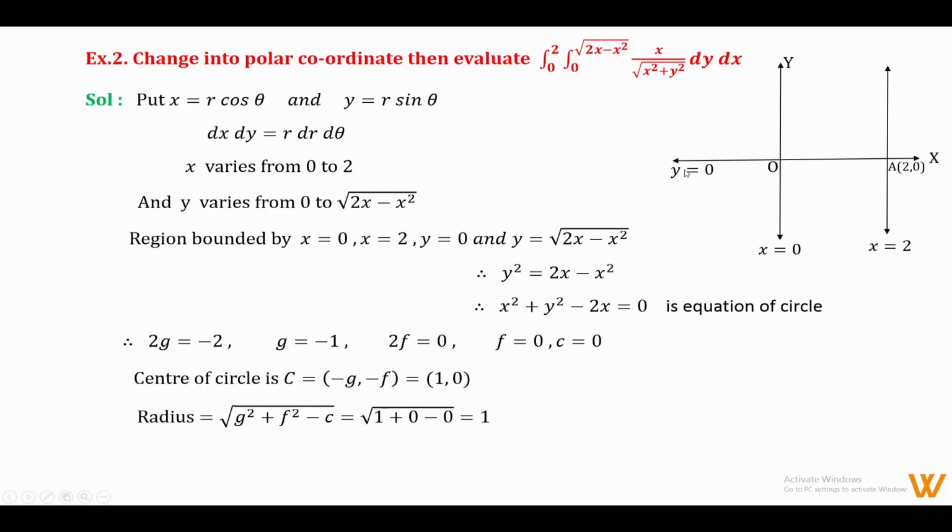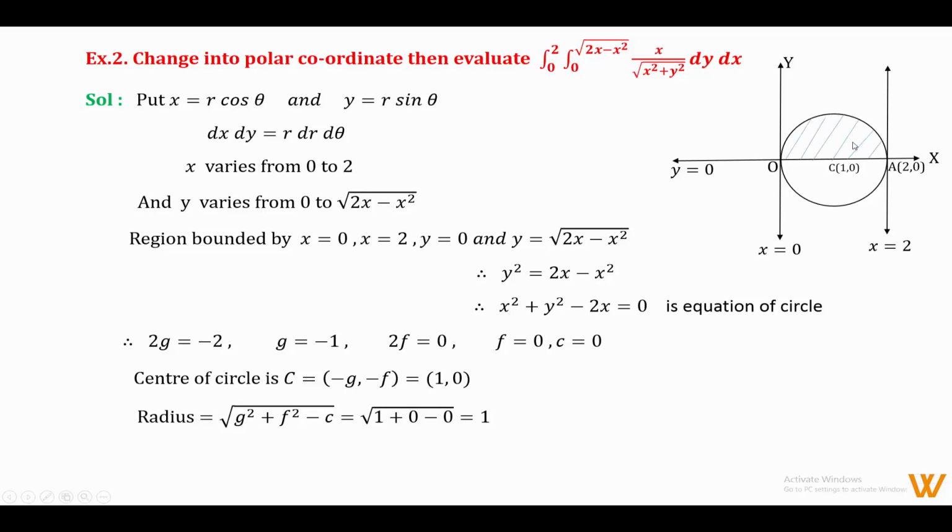Next line, y is 0, means the x axis. Then the center of this circle is 1, 0. This point is in the middle of O and A. This point is the center of the circle and the radius is 1. So draw the circle passing through points O and A. This is the circle. Now the region is bounded by x is 0, this line, x is 2, this next line, then y is 0 and the circle. So this portion, the half circle above the x axis, is the required region.